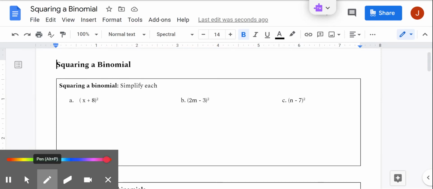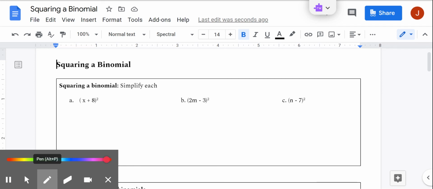All right, guys, today we are going to talk about squaring binomials. That means a binomial raised to the second power. And a lot of what we do today is going to be kind of reviewing what we did last week with multiplying binomials, except we're going to add in one step a little bit.